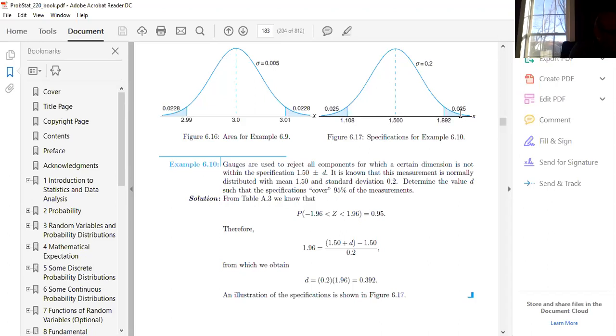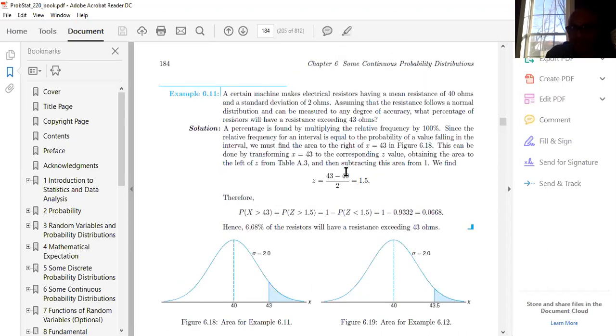Okay, let me just try to figure it out. 1.96. Okay, I'm just looking at the table. Anyway, my value says it is, that's fine. Okay, so that's how you can find the D value, right, guys? That's how one can find the value of D. Okay, that sounds good. Let's go for another example.